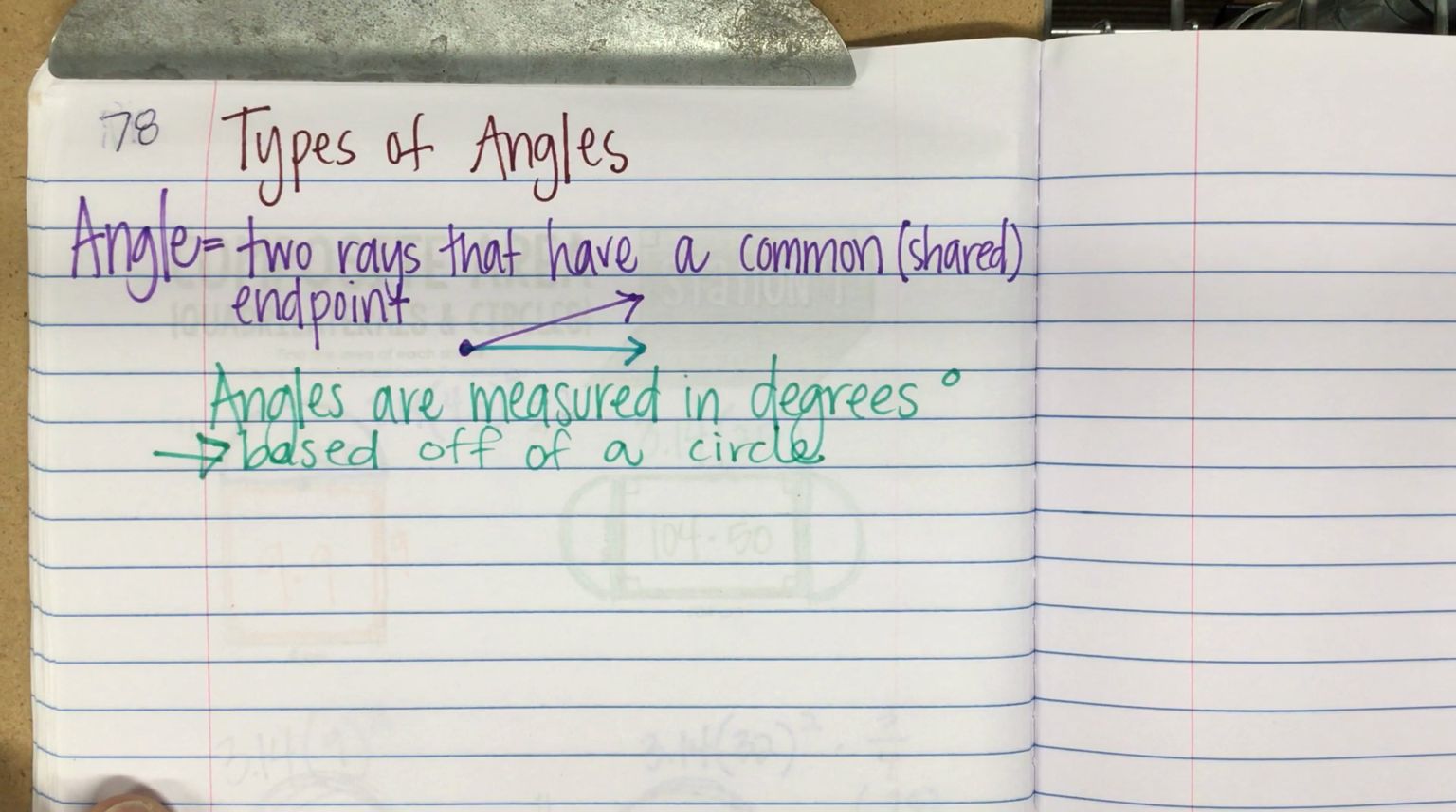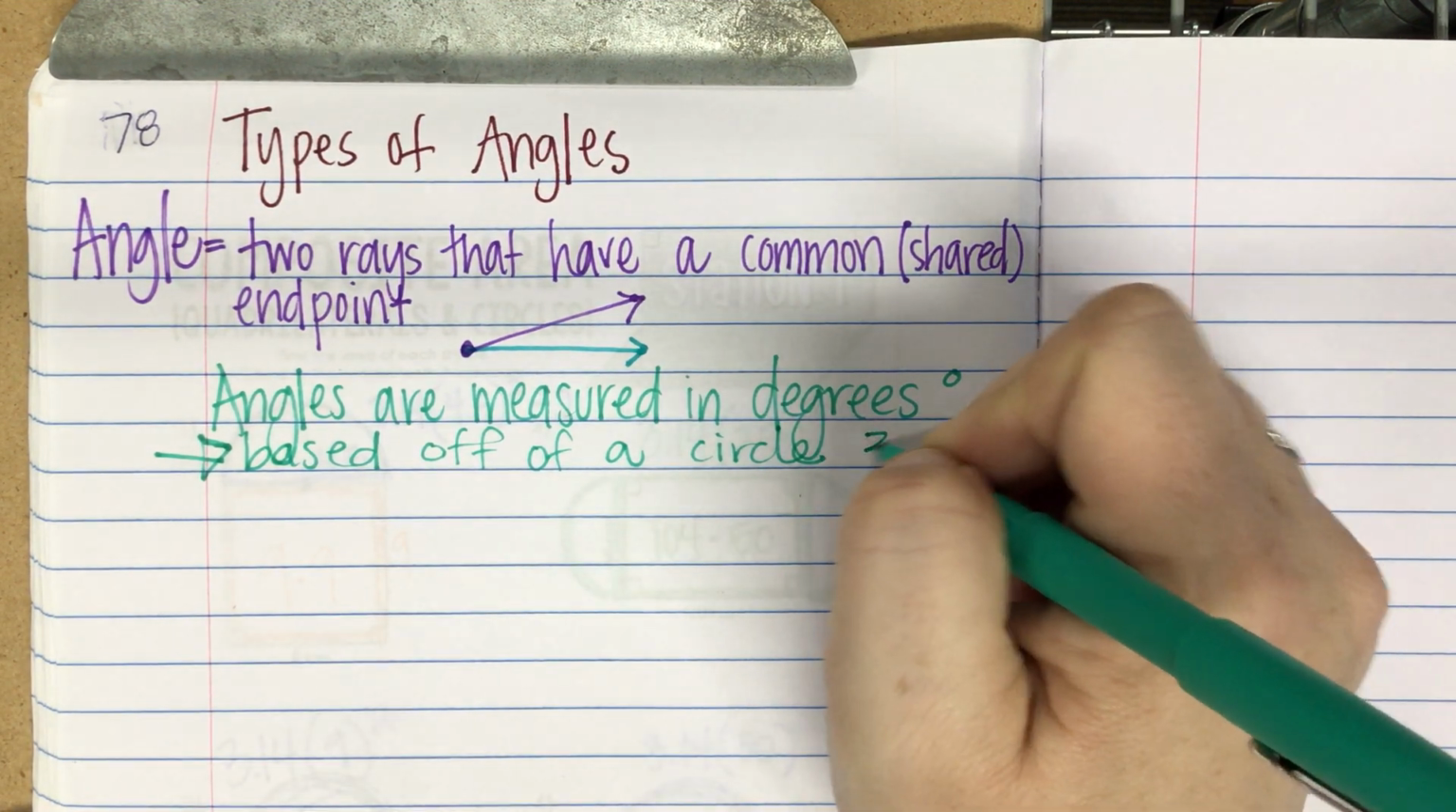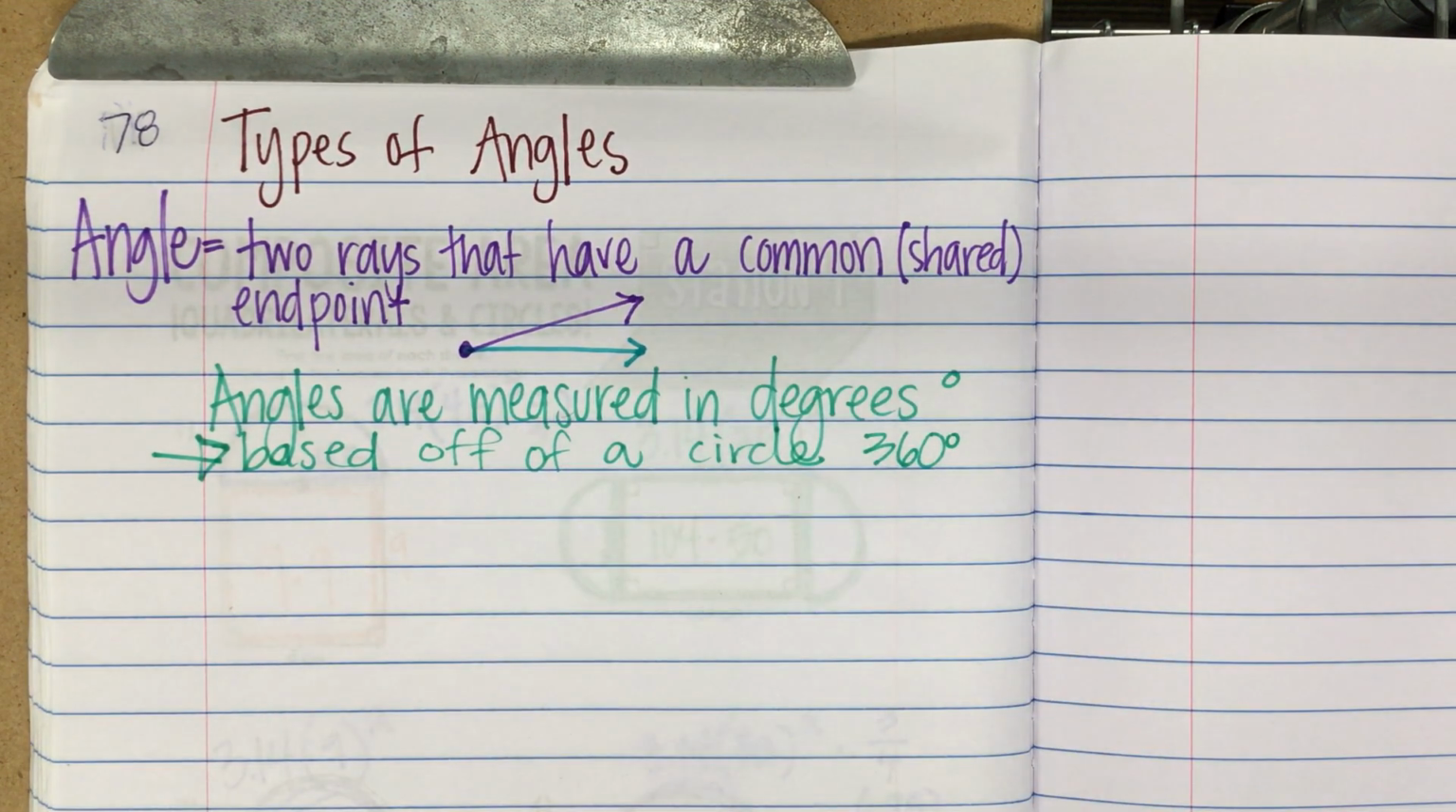How many degrees are in a circle? 360 degrees. So if you understand that a full circle is 180 degrees, no, 360 degrees, you can apply this.